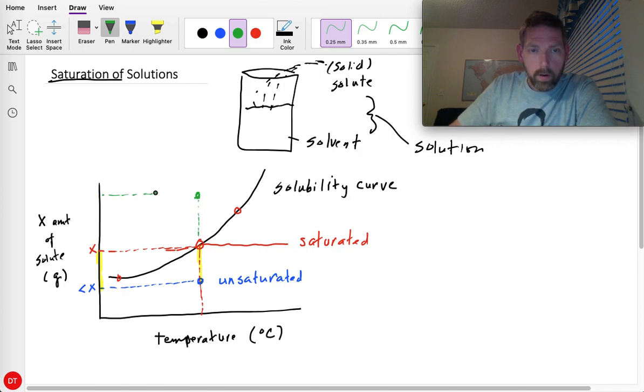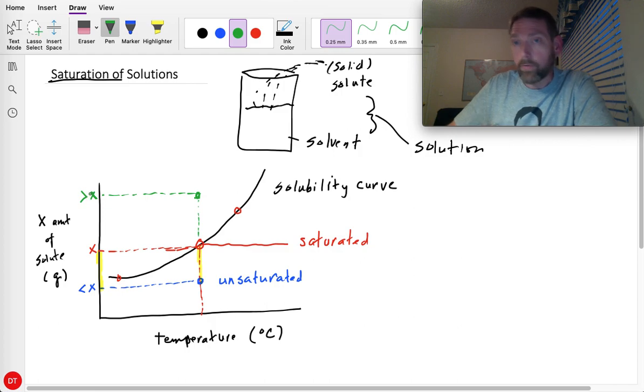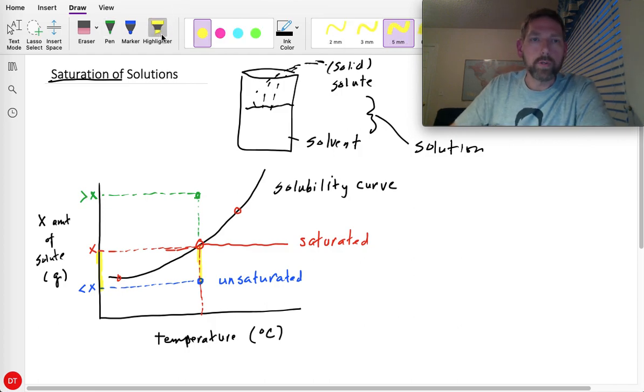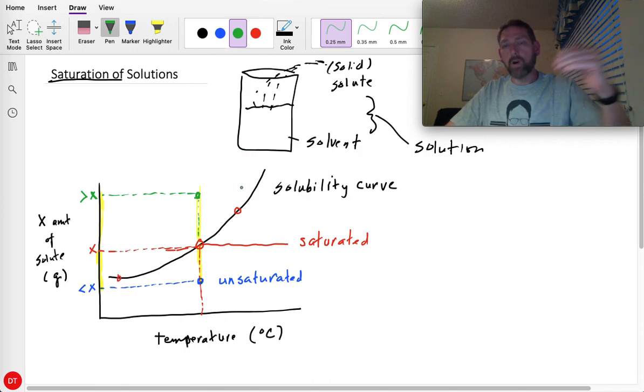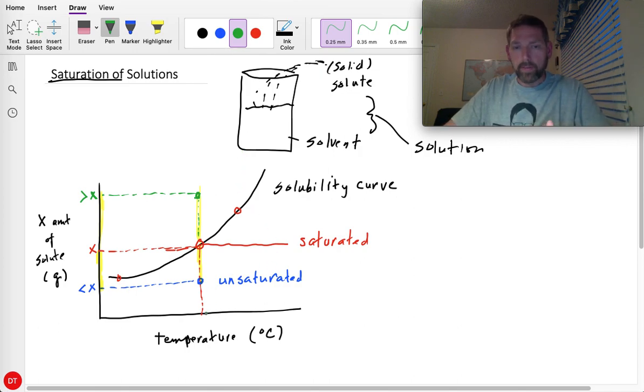So this right here is not x, this is a greater amount than whatever x is, right? And so you can see that right there, come parallel to that, whatever that value is, that is that much more. At this temperature, it can only hold this much until it's completely saturated.